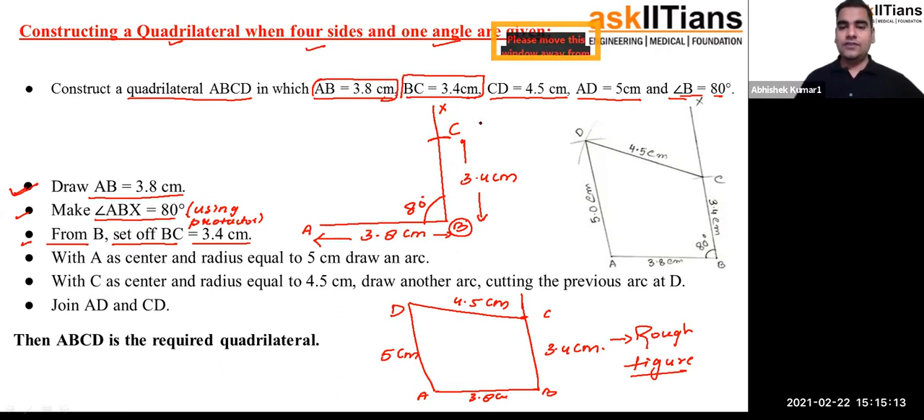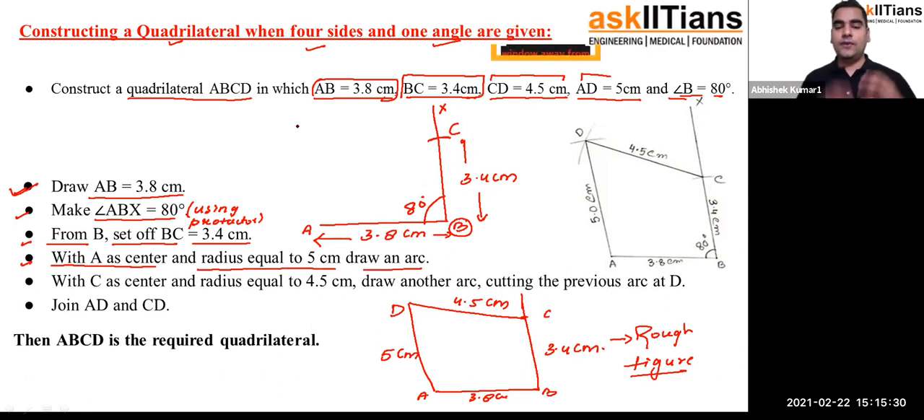Now, what is the length of the remaining two sides? The length of CD is 4.5 centimeter and the length of AD is 5 centimeter. That's what we are left with. So what you can do is, assuming A as a center and radius equals to 5 centimeter, you have to draw an arc.